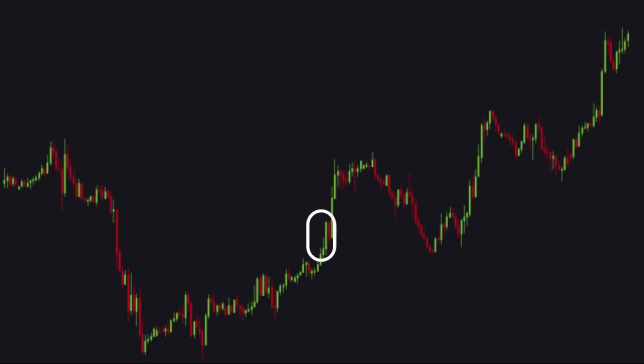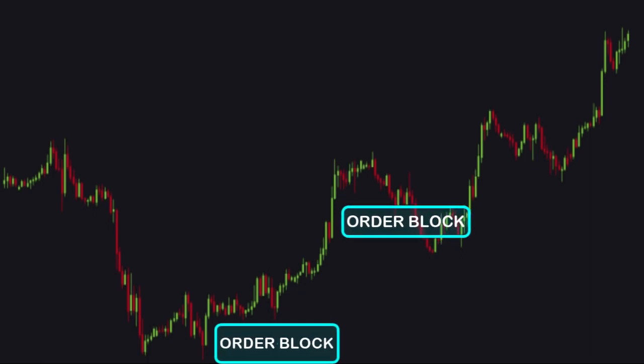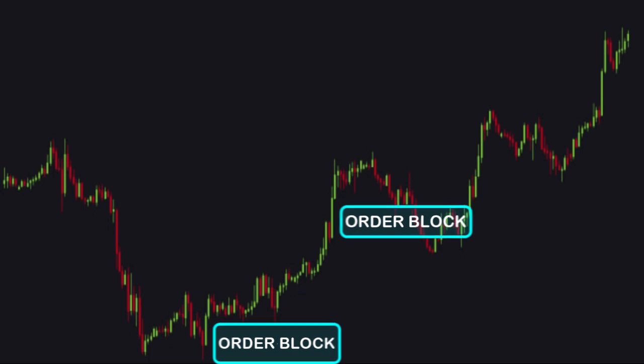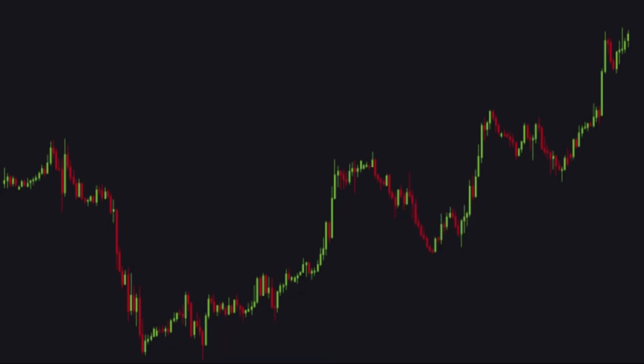We can also see another imbalance candle forming before a weak bullish candle. For this reason, we would draw the bullish order block zone of this candle. Likewise, we would draw order block zones on the remaining 2 imbalance candles. Now that we have learned the basics of the smart money concepts, let us move to the strategy.